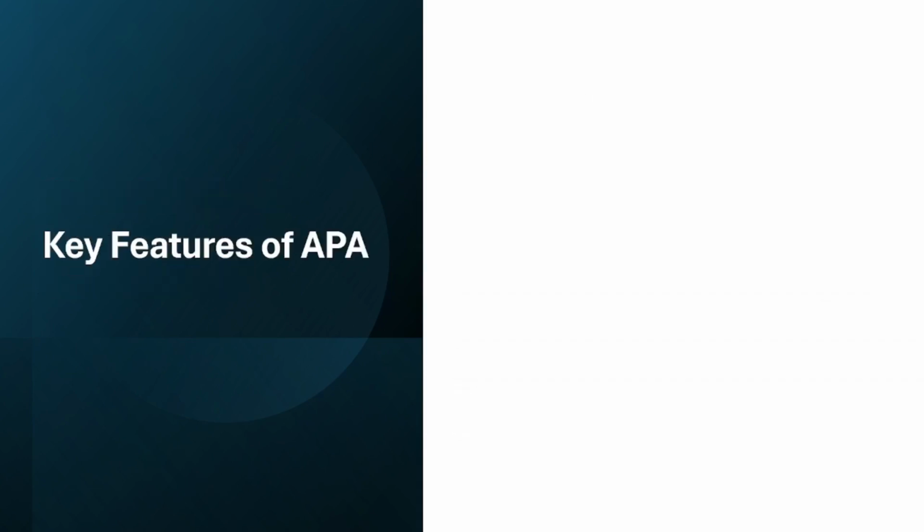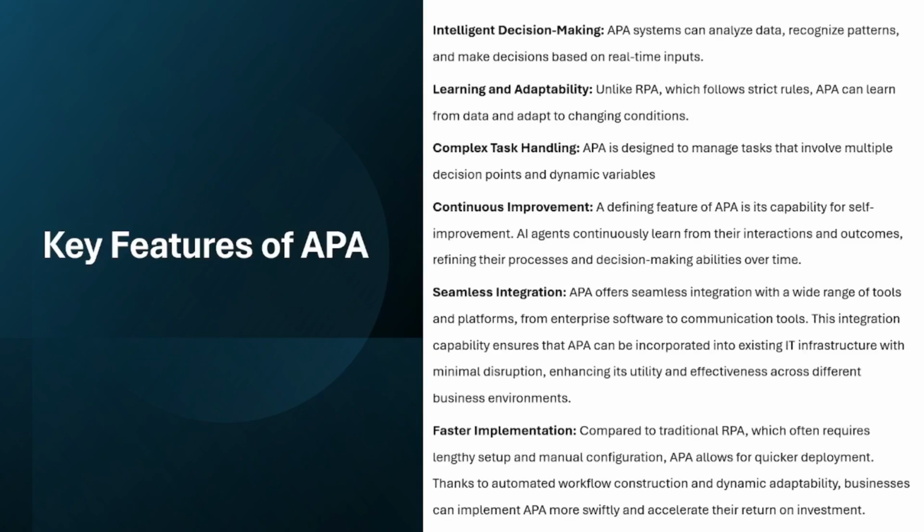So what are the features of APA, which is agentic process automation? First one is intelligent decision making. APA systems can analyze data, recognize patterns, and make decisions based on real-time inputs. Learning and adaptability. Unlike RPA, which follows strict rules, APA can learn from data and adapt to changing conditions. APA is also capable of handling complex tasks. APA is designed to manage tasks that involve multiple decision points and dynamic variables.